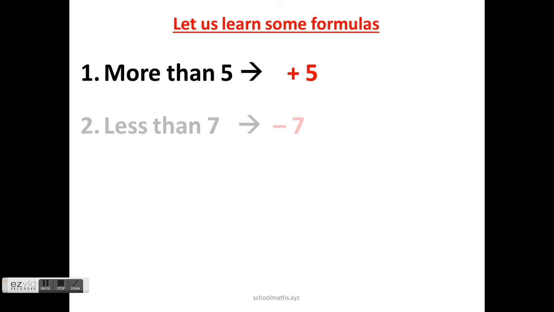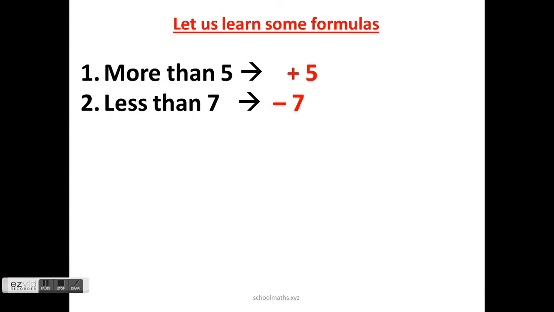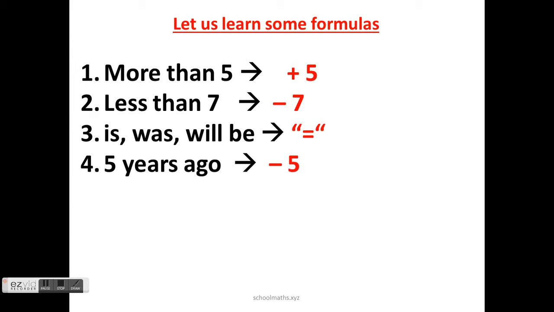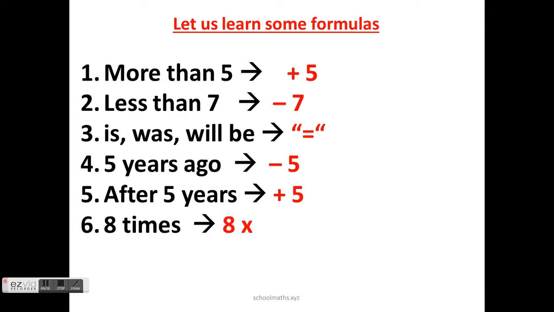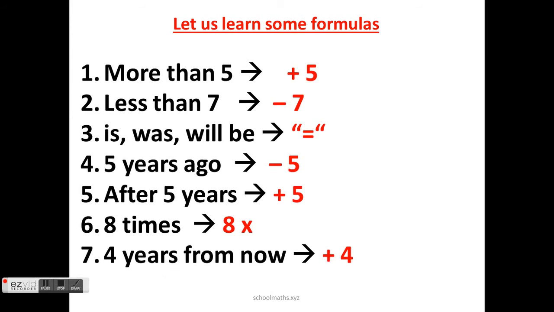More than 5 means plus 5. Less than 7 means minus 7. Is, was, will be, becomes means equal to. 5 years ago, minus 5. After 5 years, plus 5. 8 times, 8 into. 4 years from now, plus 4. These are all some hints, that's all.